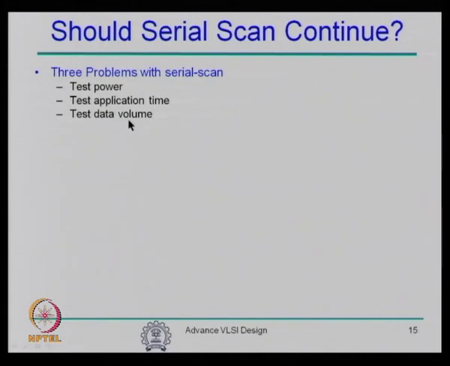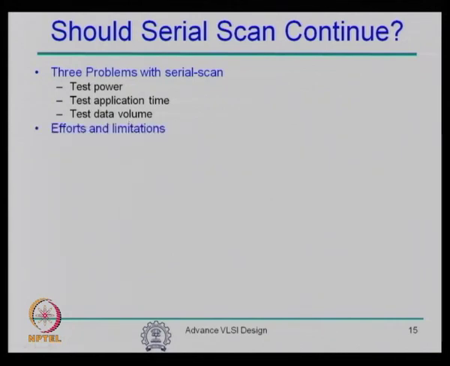So these are the important problems that appeared in or post 2000. Now there must be some solutions to these problems if you want to continue with the serial scan. These problems appear due to the serial scan shift nature of the test vector. So what are the solutions? I may describe a couple of solutions in brief. You can look at literature; there is a large body of literature available targeting these problems.